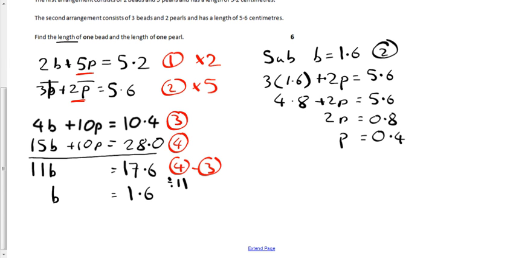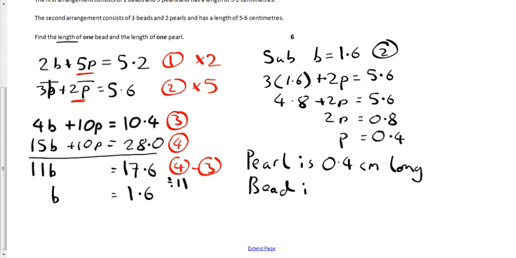Find the length of one bead and one pearl. Always useful in these questions, always a good idea to put them back into context. So a pearl is 0.4 centimeters long, and b stands for bead, so a bead is 1.6 centimeters long.